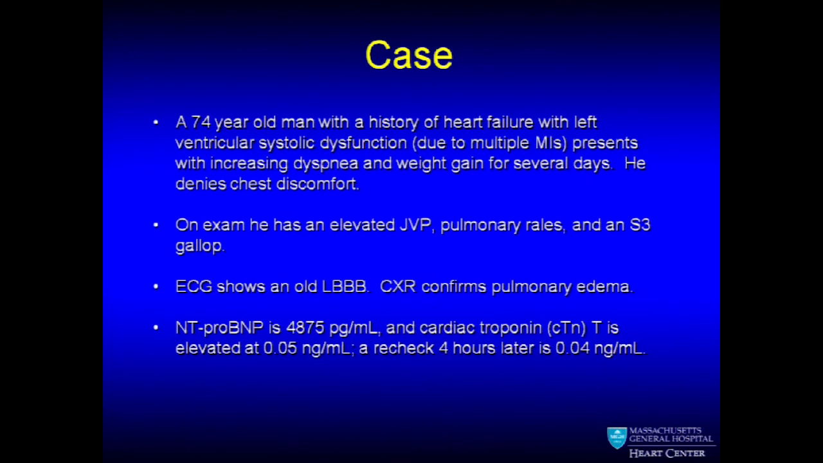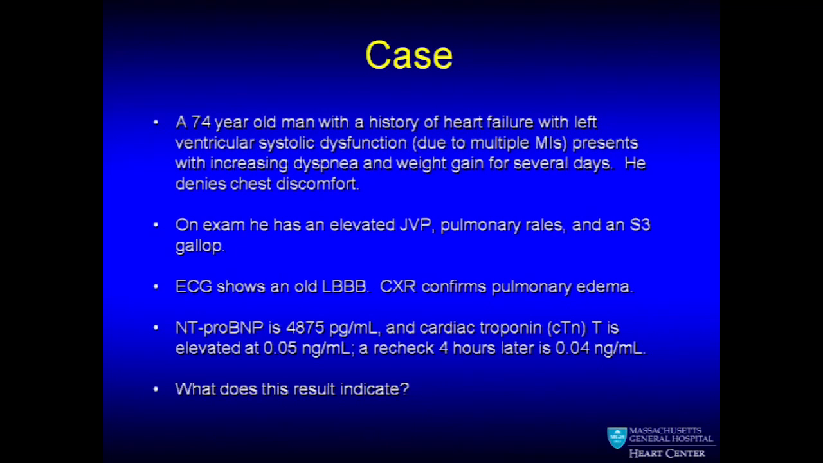Rechecked 4 hours later. As we do at Mass General, when there's some concern about the possibility of an elevation not due to an acute myocardial infarction, we recommend rechecking these patients more frequently, not at an 8-hour window, for example. We'll check at 2 to 4 hours, and his recheck was at 0.04. So the question is, what does this result indicate, and how might this affect how we manage our patients?